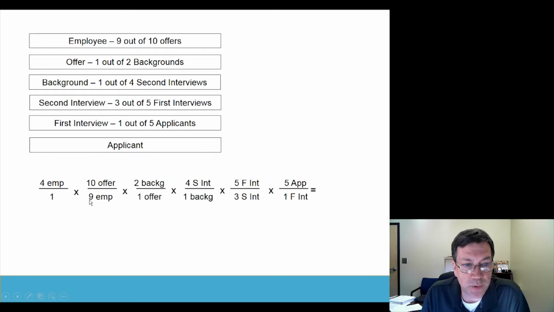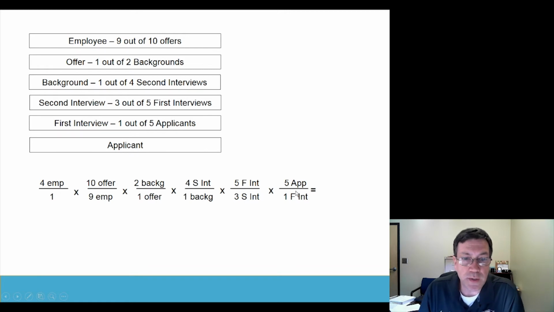Employees on the top, employees on the bottom. Offers on the top, offers on the bottom. Background checks on the top and on the bottom. Second interviews on the top and on the bottom. First interviews on the top and on the bottom. Applicants is all that's left. By the time we do our math, everything else will have canceled out and we'll end up with applicants. We started with employees, and based upon all the relationships, we've applied the staffing yields to end up with applicants.